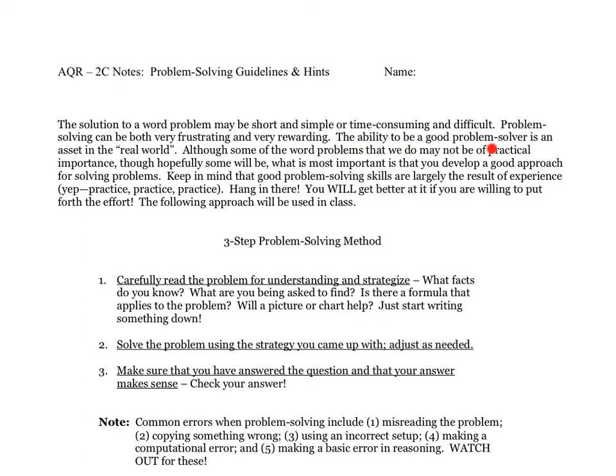The ability to be a good problem solver is an asset in the real world, although some of the word problems that we do may not be of practical importance, though hopefully some will be. What is most important is that you develop a good approach for solving problems. Keep in mind that good problem-solving skills are largely the result of experience.